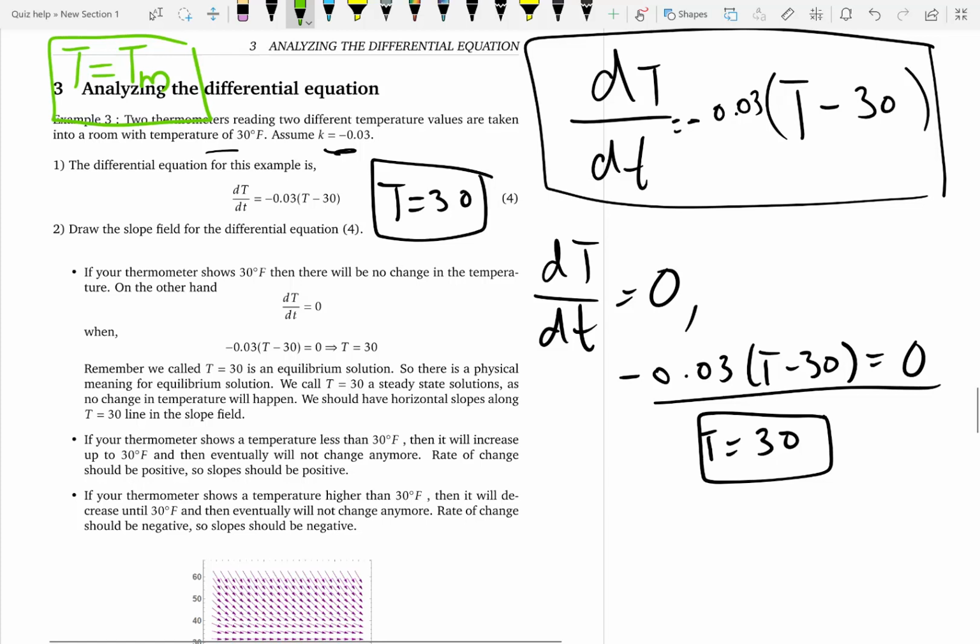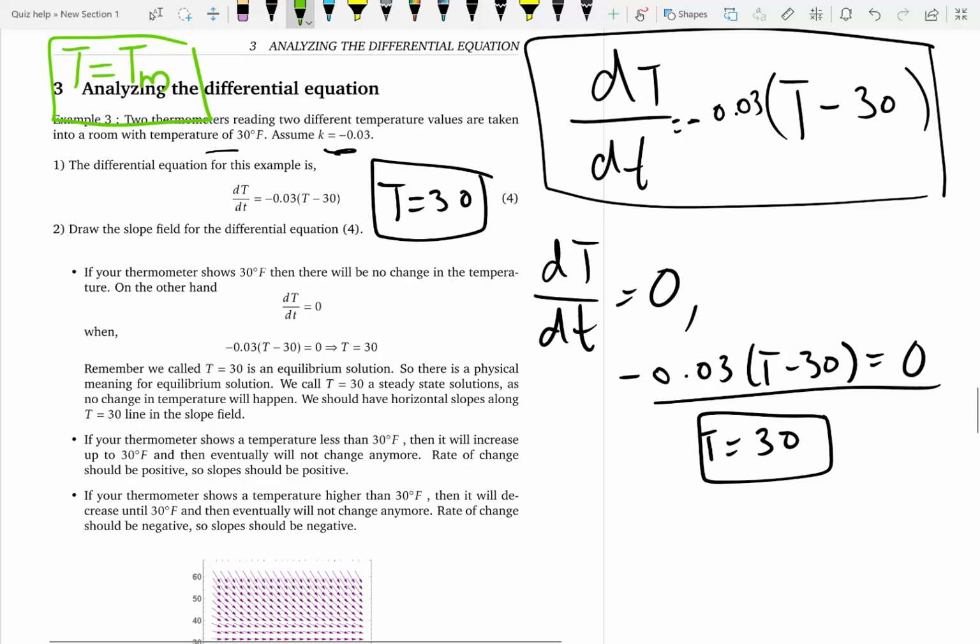Now, what is the physical meaning of the equilibrium solution? What does 30 mean here? Physically, 30 means that the room temperature is 30. If your thermometer reads a temperature less than 30, your thermometer will eventually read 30, right? And nothing more, nothing less. If your thermometer reads more than 30, it will decrease and read 30 eventually. It's like a cup of coffee versus an ice cream, right?